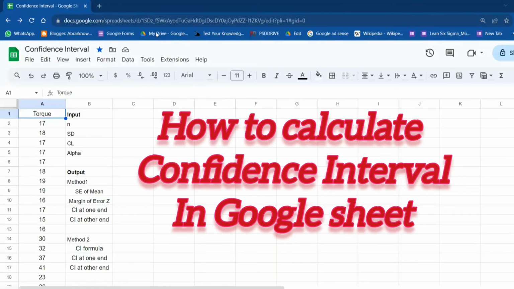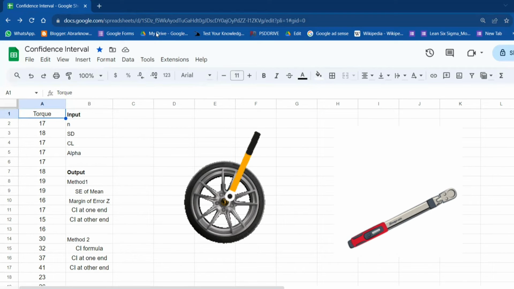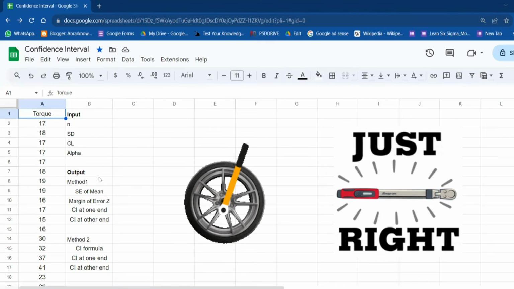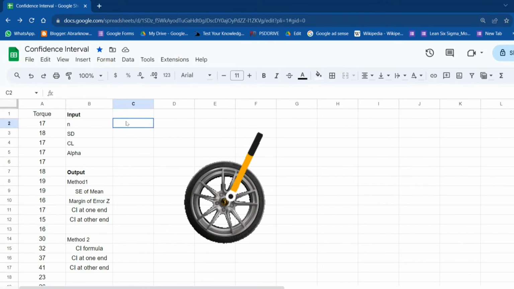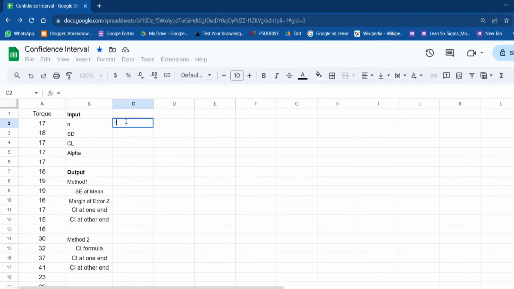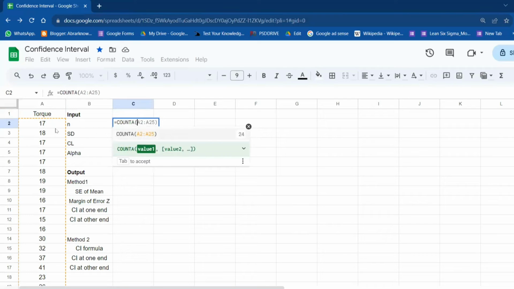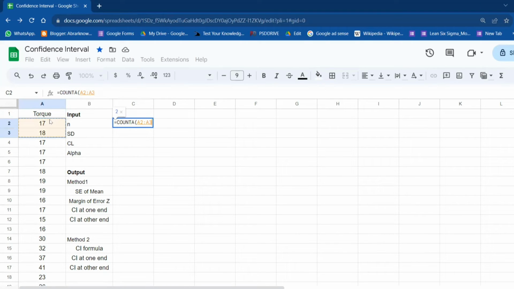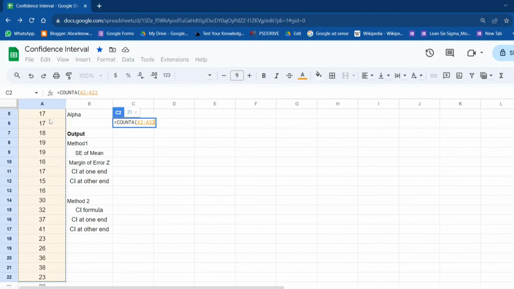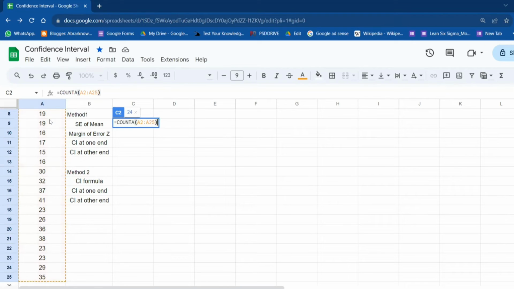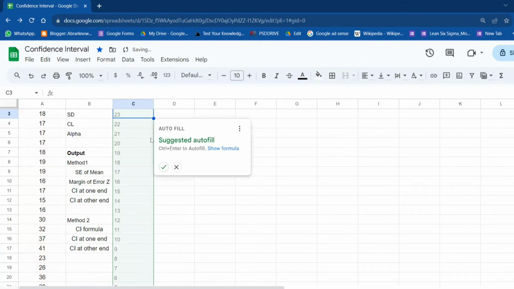How to calculate the confidence interval of given data using Google Sheet. To do that, we have a data of tar, and let's find out the input, and there are two methods we are going to do it. Find out the n value equal to, you can just simply put COUNTA, and you can select the array, close the bracket, and you're going to get that value.